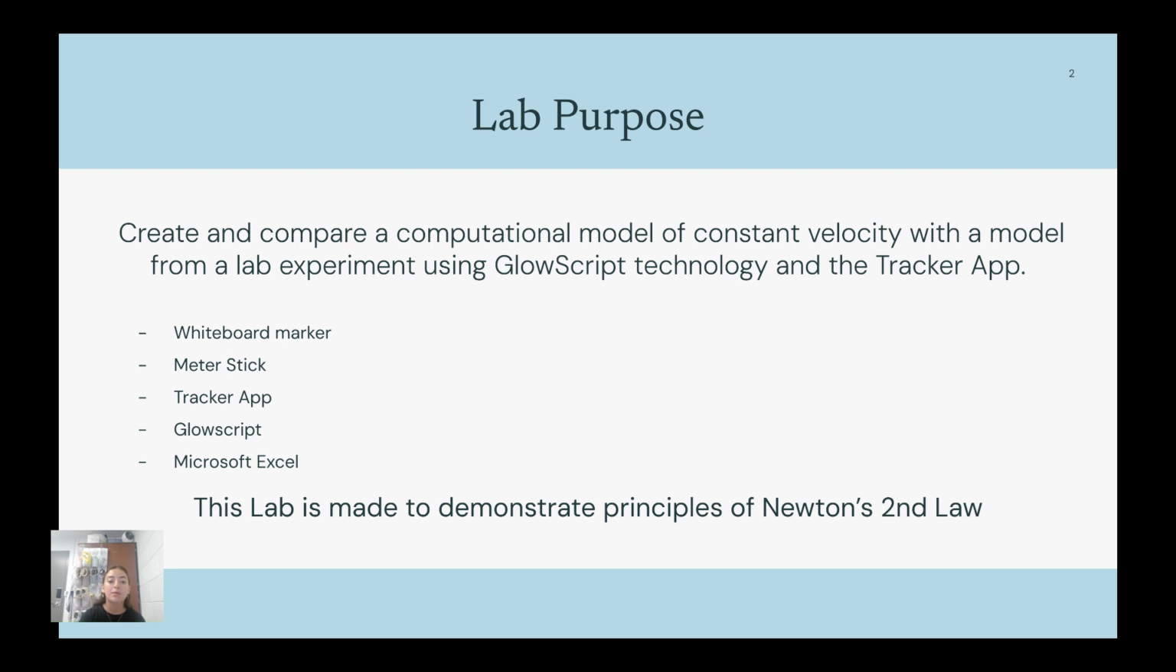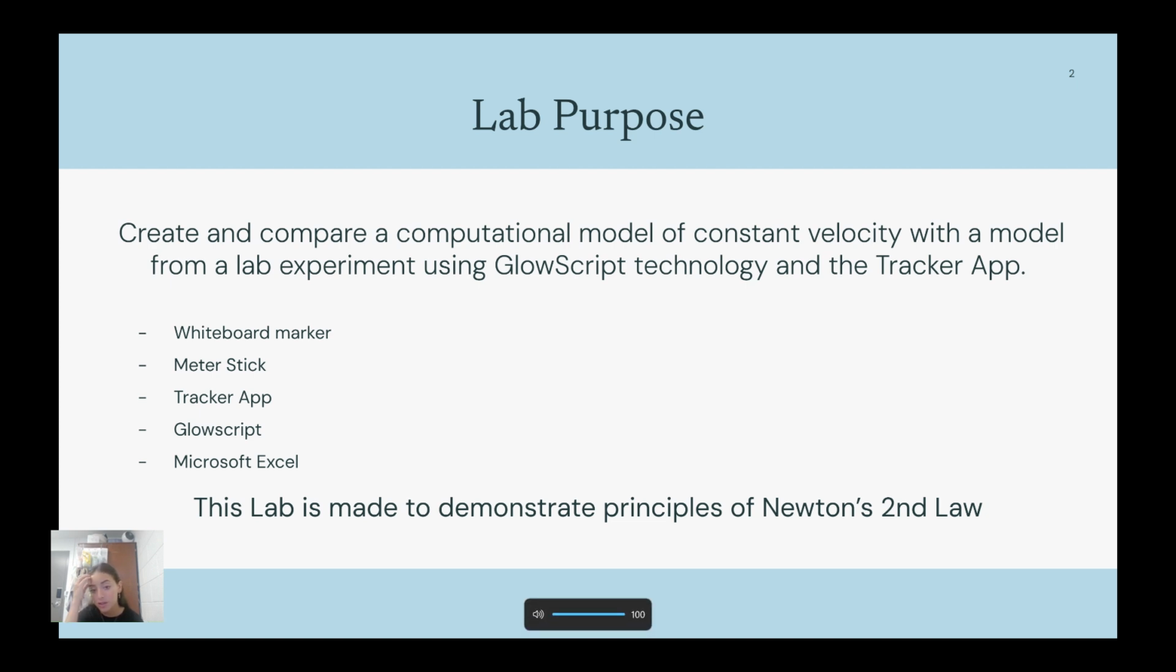The purpose of this lab was to create and compare a computational model of constant velocity with a model from a lab experiment using Glowscript technology and the Tracker app. The goal was to demonstrate the principles of Newton's second law by showing that no applied force means there will be constant velocity. In the experiment, we used a whiteboard marker that was the object that was being pushed.